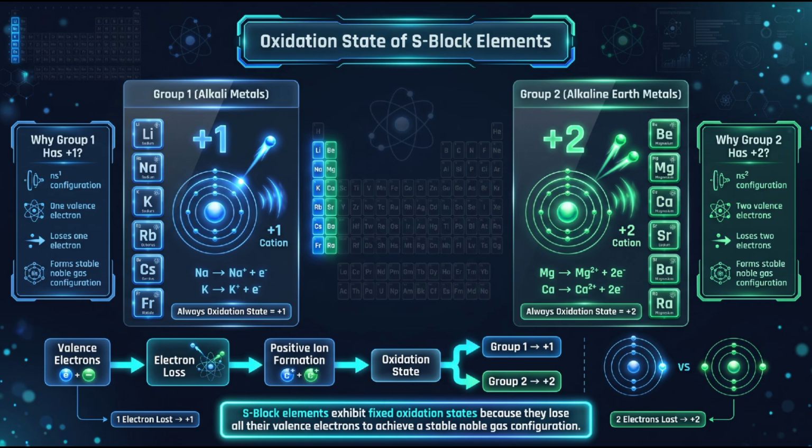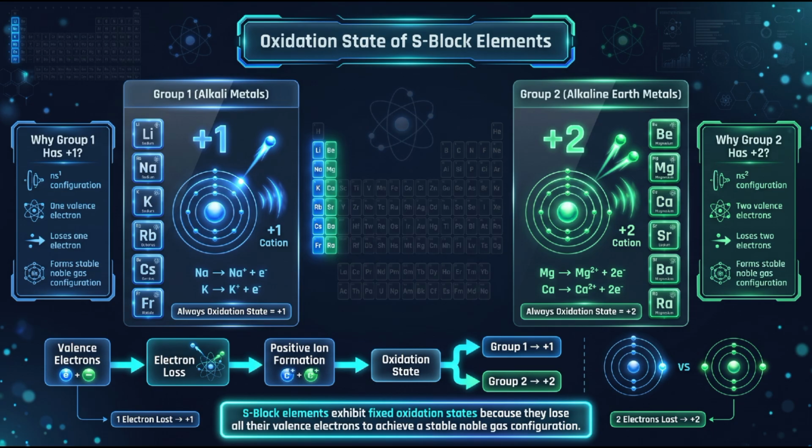Like group 1 elements, group 2 metals lose their electrons because doing so allows them to attain a stable noble gas electronic configuration. For example, magnesium has the electronic configuration 2,8,2. After losing 2 electrons, it becomes 2,8, which is the electronic configuration of neon. Calcium changes from 2,8,8,2 to 2,8,8, which is the electronic configuration of argon. Because noble gas configurations are extremely stable, group 2 metals naturally lose both of their valence electrons during chemical reactions.